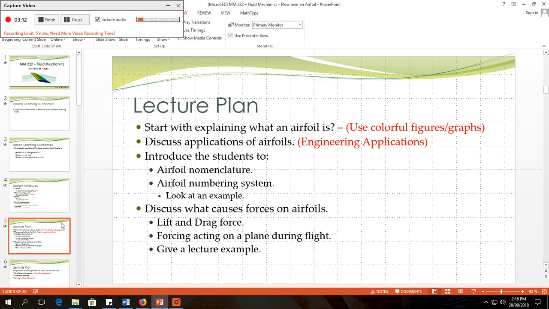After completing this, we will begin discussing the forces acting on airfoils, for instance lift force and drag force, the forces acting on an aeroplane while it is in flight, and then simply give a lecture example, go over the lecture example, and it will help the students to understand how the formulas are applied.